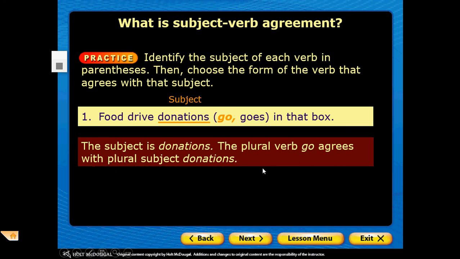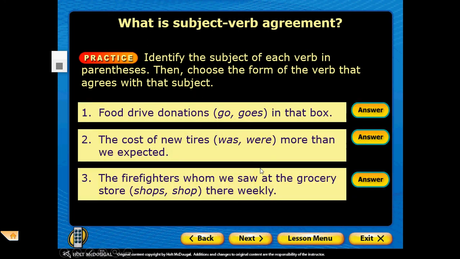Okay, so let's go to sentence 2. The cost of new tires were more than we expected. So what is more than we expected? Is it the cost or the tires? Sorry, no, cost. Yes, we are talking about the cost here.